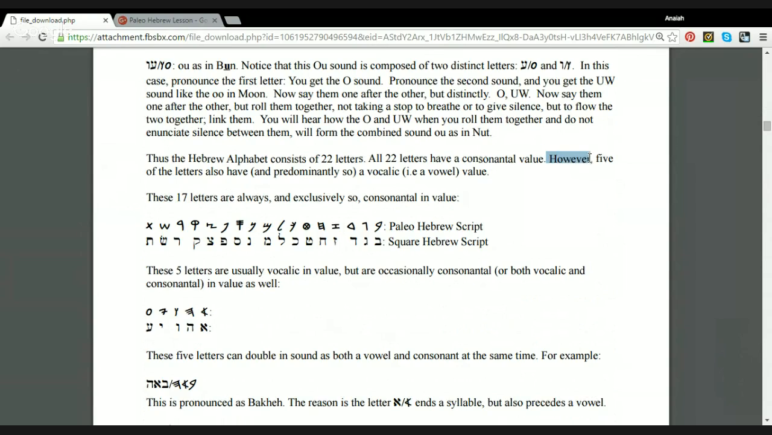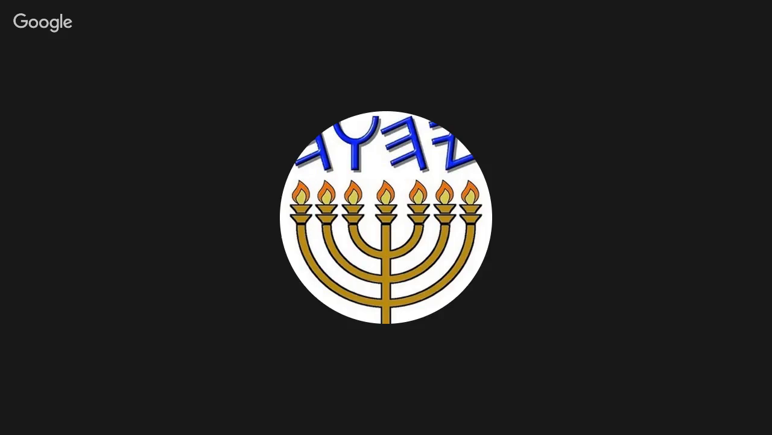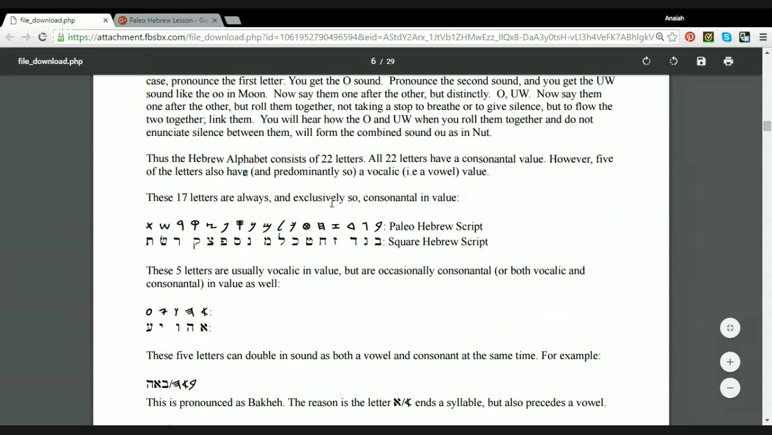So I say 5 of the letters also have, and predominantly so, a vocalic, in other words, vowel value. So I say these 17 letters always and exclusively so are consonantal in value. So none of these are vowels. We agree on that. None of those are vowels. There was some debate, in former times I was considering the possibility that het was a vowel, but I no longer think that.